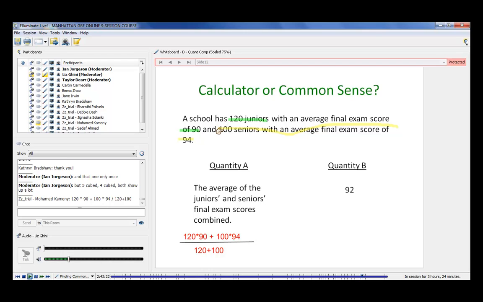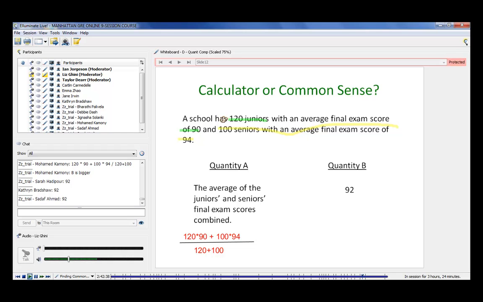If there were equal numbers of juniors and seniors, what would the average have to be? It would be 92, but there are more juniors. So what does the average have to be close to? It has to be closer to the junior average than to the senior average, because there are more juniors than seniors. It's as if you have a seesaw. It's going to be weighted. There are more juniors than seniors.